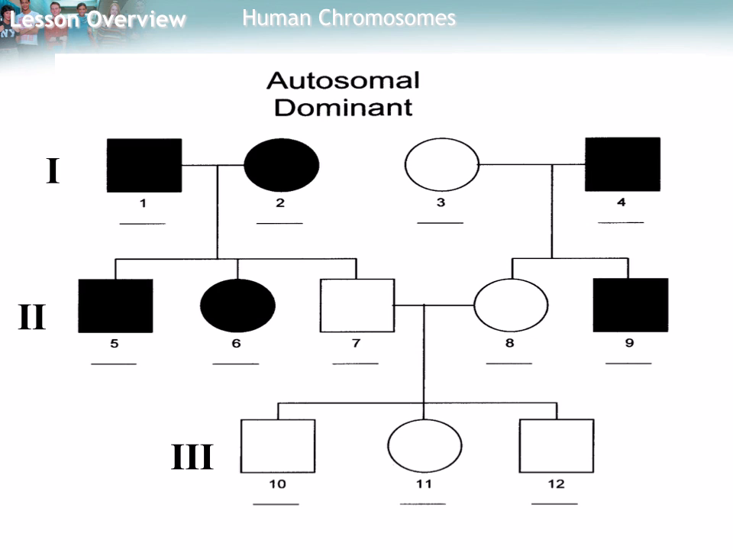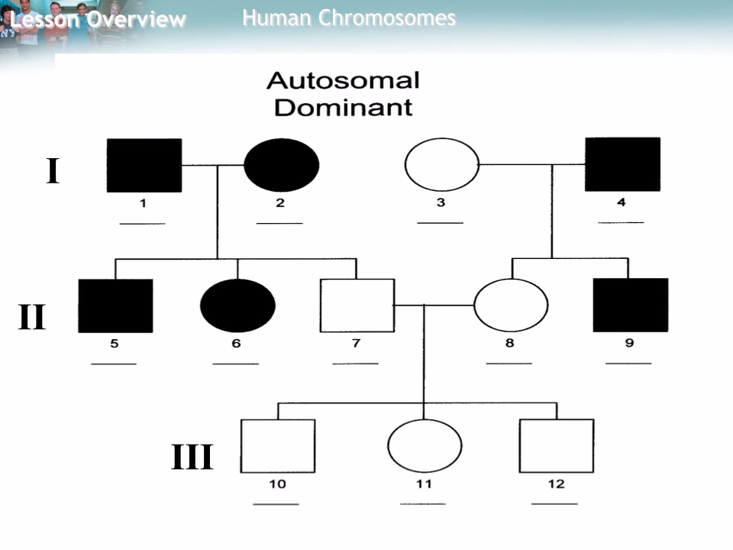Let's say that this pedigree shows Huntington's disease in the family. Again, we know this is an autosomal pedigree because both genders are affected. We also know that this pedigree shows a dominant trait because the affected kids have affected parents. We're going to determine the genotype of each individual. Fill in the genotypes on your paper.